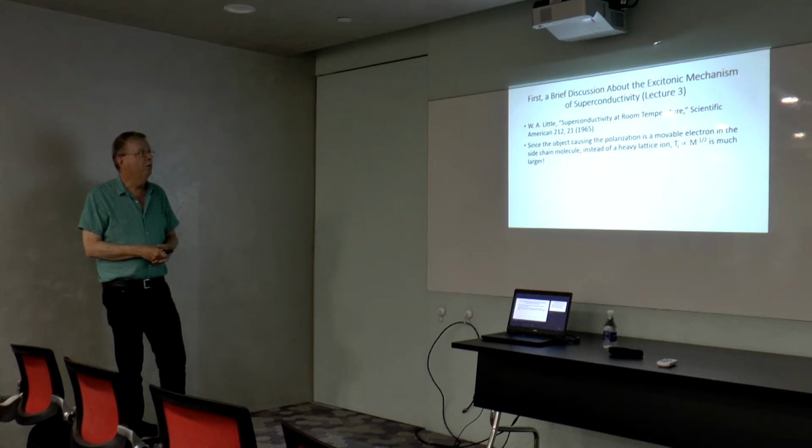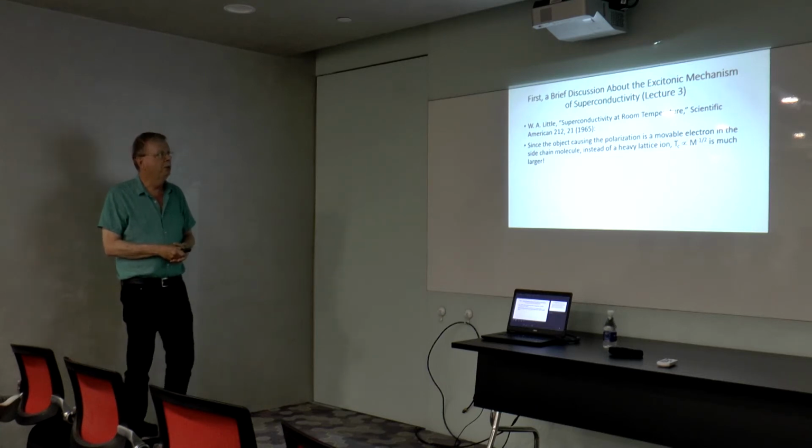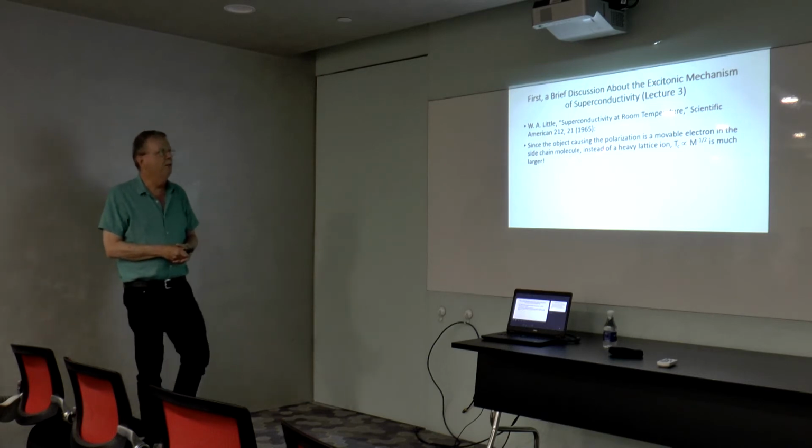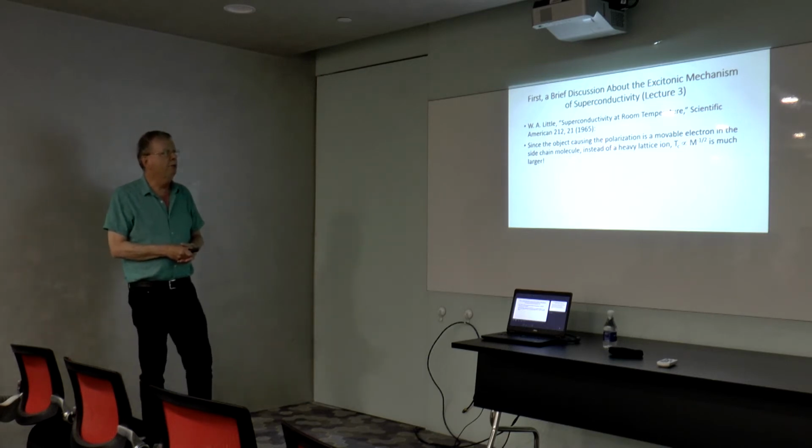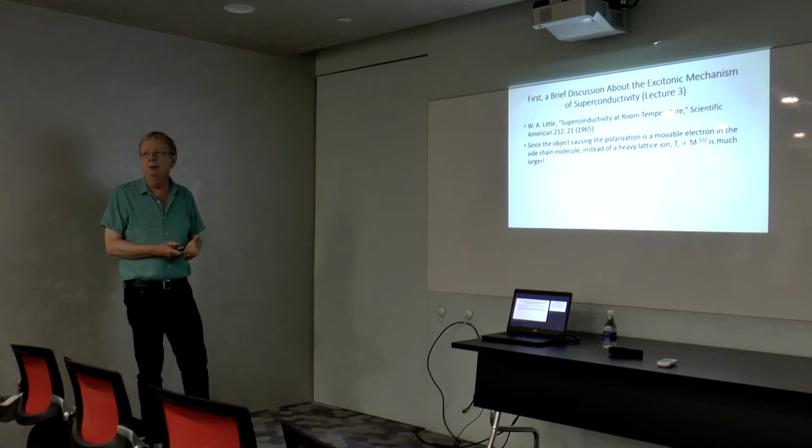And where the numerology, or where the size of TC comes in, since the object causing the polarization is no longer some heavy lattice ion, but it's just an electron, then this 1 over square root of mass is enormous. So that was Little's point. He's polarizing excitons. He's got a whole electron excitonic pair, and making a much higher characteristic temperature.